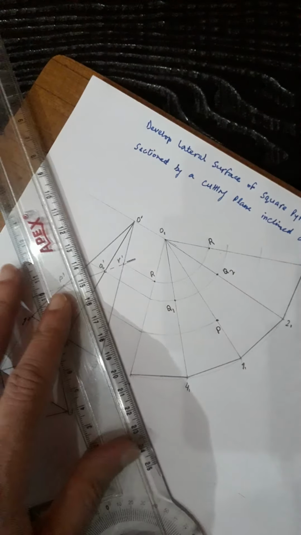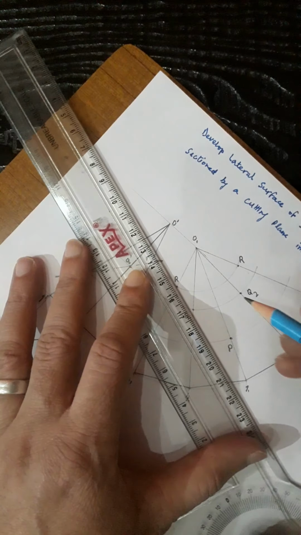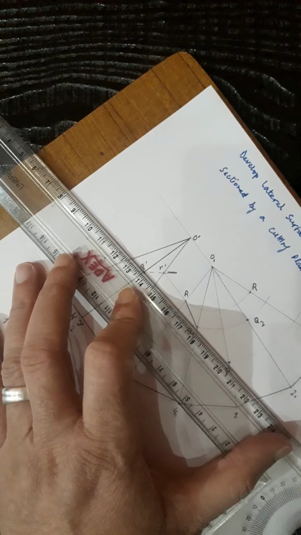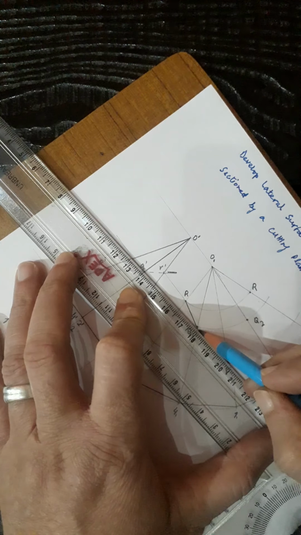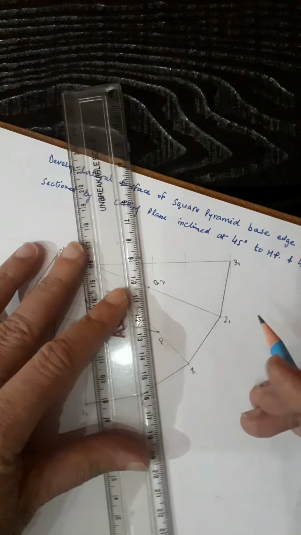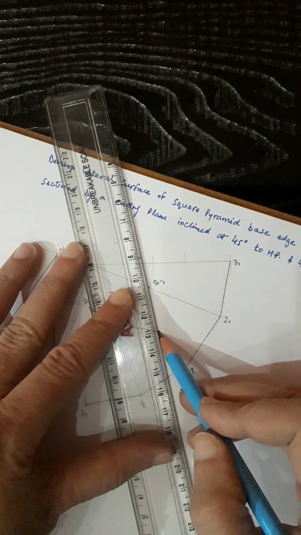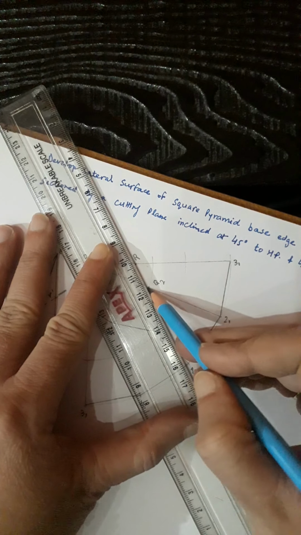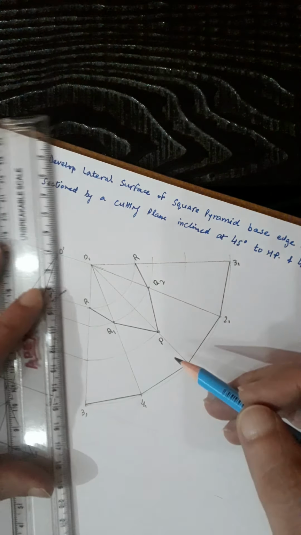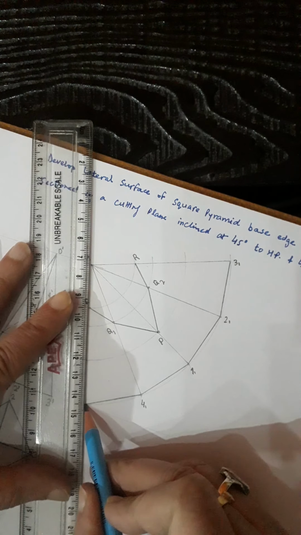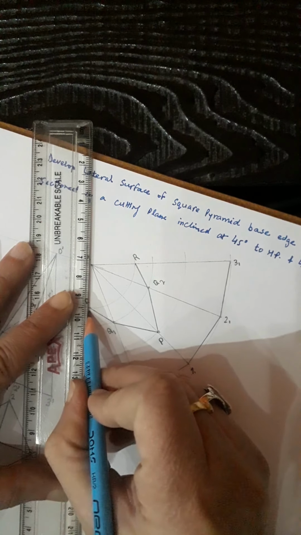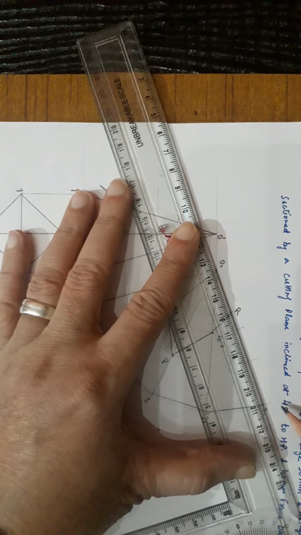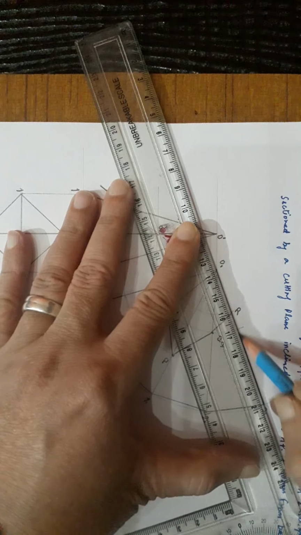Now you can join these points, R with Q, Q with P. You can join all these points now, by using a scale and pencil. So this is the development. Now I'll be making these outside edges thick as well. So this is the development of the truncated pyramid, square pyramid.